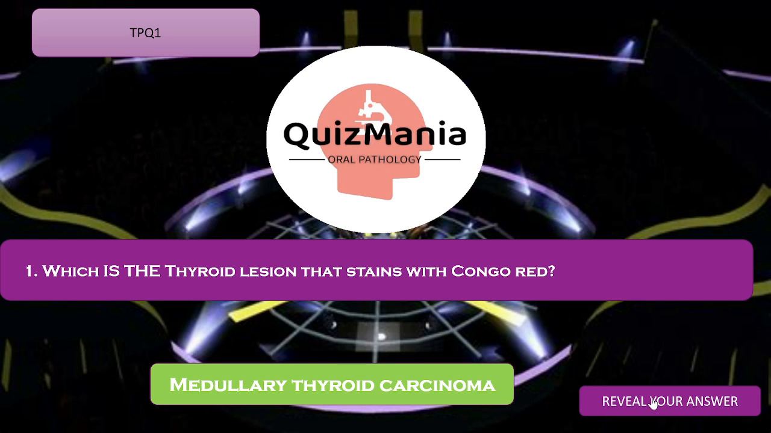The medullary thyroid carcinoma often harbors the RET proto-oncogene mutation, especially in familial cases of MEN2A and MEN2B. And for the fun fact, like I said, the product that stains with Congo red is none other than amyloid. The amyloid seen on the Congo red staining is derived from calcitonin secreted by neoplastic parafollicular C cells. So don't forget this, that medullary thyroid carcinoma is the lesion that stains with the Congo red stain. If you got that correct, then earn yourself 5 points.